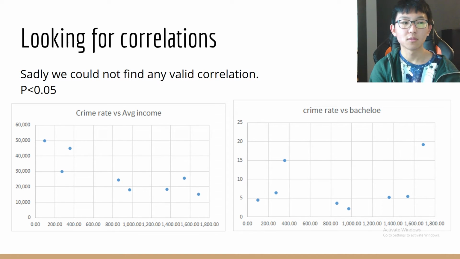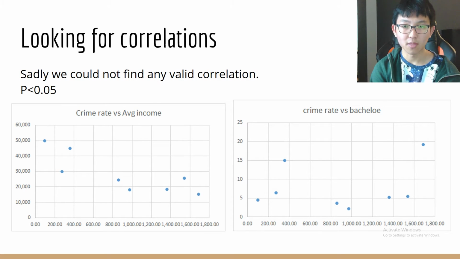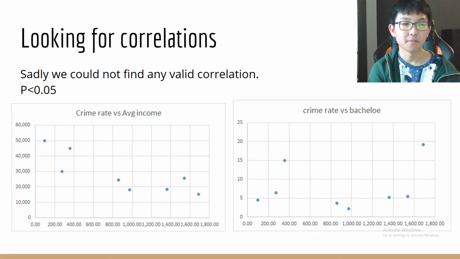But on the plot with crime rate versus bachelor degree, you won't be able to observe any kind of correlation since all the dots are mapped in random places. If we were to use big data, we might be able to find better correlations, and then we might be able to plot a better graph. But we cannot demonstrate this since there was not enough data. There was not enough free data provided regarding this area.